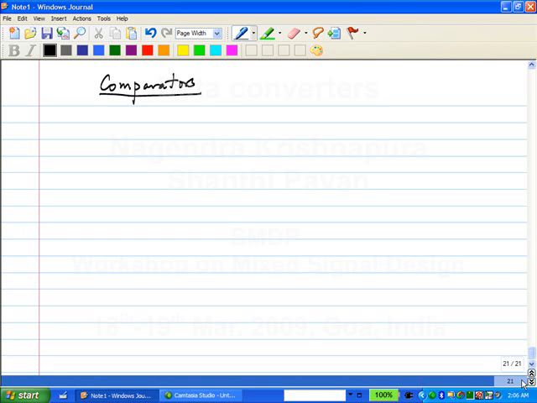So what we need, therefore, is to design a circuit or come up with circuits where you have two inputs, VA and VB, correct? And you want to figure out which is greater.